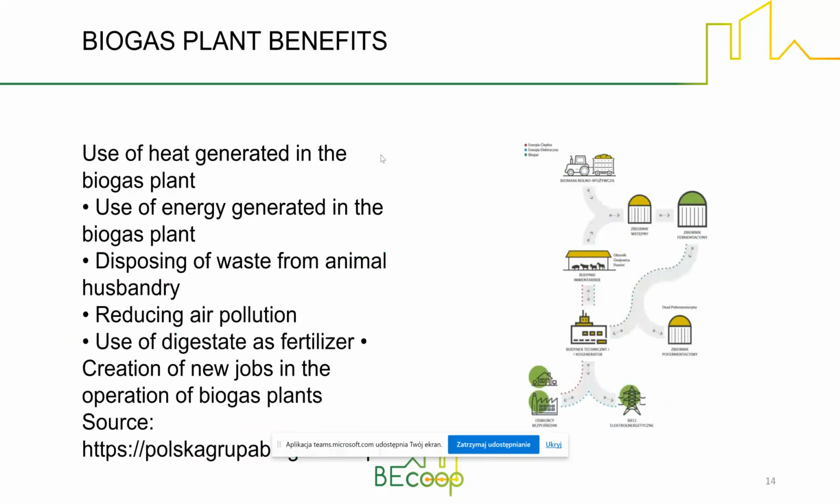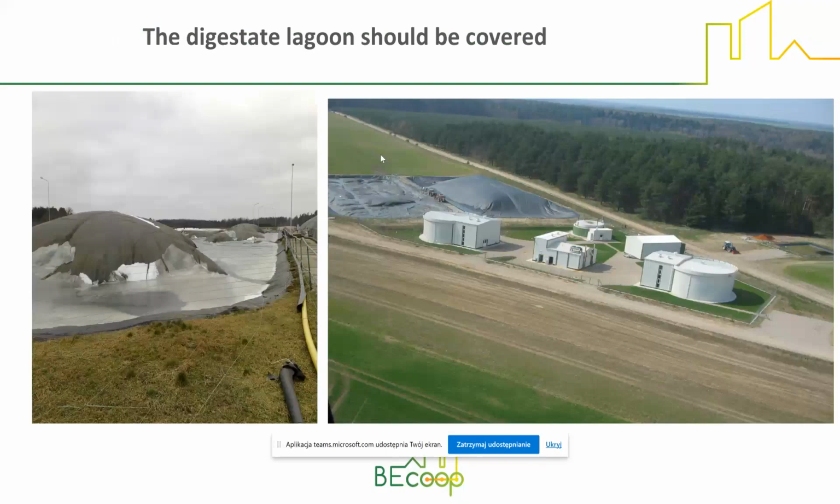What are the benefits of having a biogas plant? We use the heat and the energy generated in the biogas plant on site. We dispose of the waste from animal husbandry, and we reduce air pollution. We use the digestate as a fertilizer, and we can create new jobs in the operation of the biogas plant in the distributed energy network, especially in small villages, where there is usually a problem with jobs. Some examples: the digestate lagoon should be covered. You can see in this photograph how they are covered.